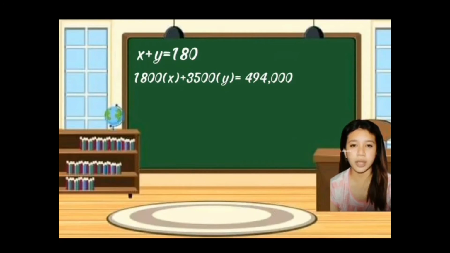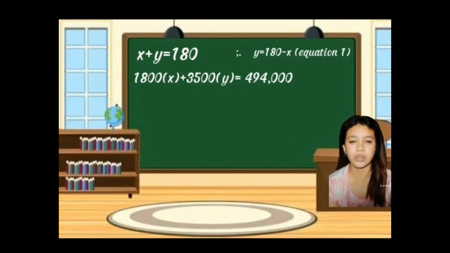Next, we apply the formula of 1,800 times x and 3,500 times y. The total fare of all passengers is 494,000, so we have another equation. We need to get the value of y. Now, we can get the value of y from our first equation. If we transpose the x to the other side, it results in y equals 180 minus x, so that is our equation.